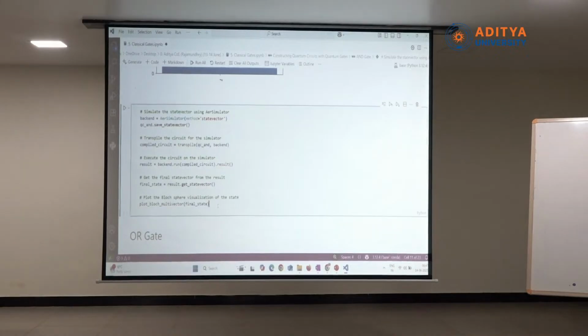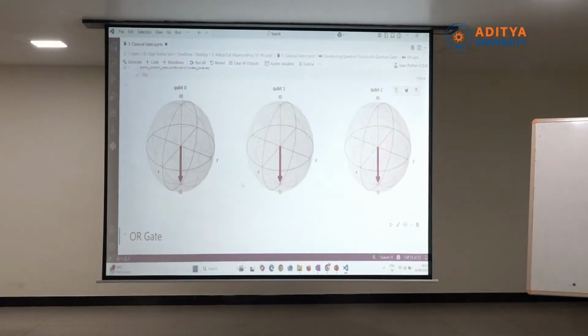Next let's plot the Bloch vector. Now you see, this is the Bloch vector. The left one is showing your index 0, this one is index number 1, and this is index number 2, which is the target. Once you have set that this is 1 and this is 1, based on 1 1 your output should be 1 because it's an AND gate.